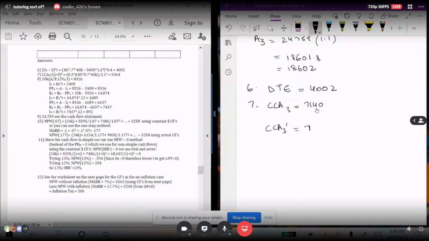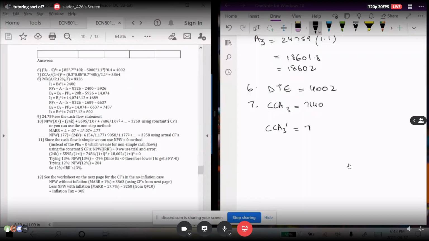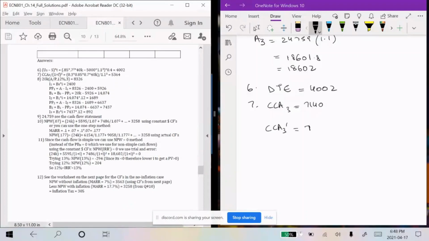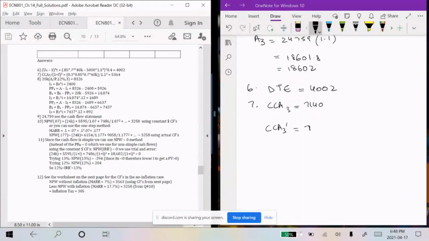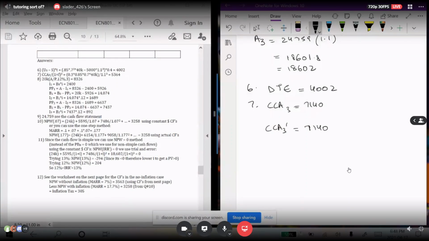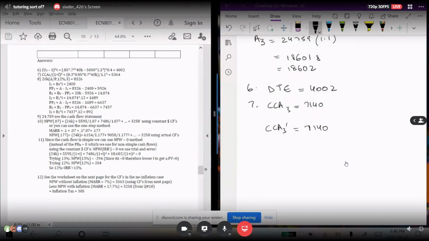That's weird. Yeah, because in the slides, I think he said that CCA is the only thing that won't experience any inflation. I said it earlier, right? Yeah, I think so. I don't know why. I guess it is in actual dollars. I don't know, or maybe he messed up. I guess we'll just do it. Okay, 7140. Let's just assume that CCA also undergoes inflation. I'll email him and ask him what's wrong.